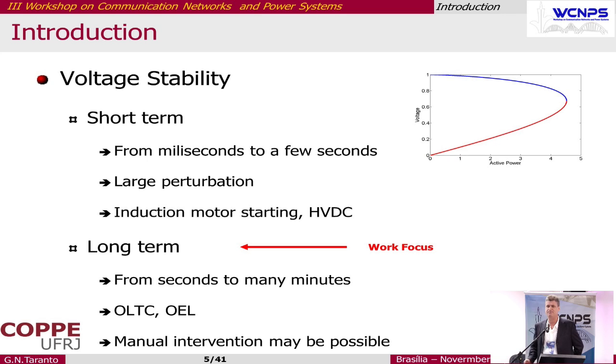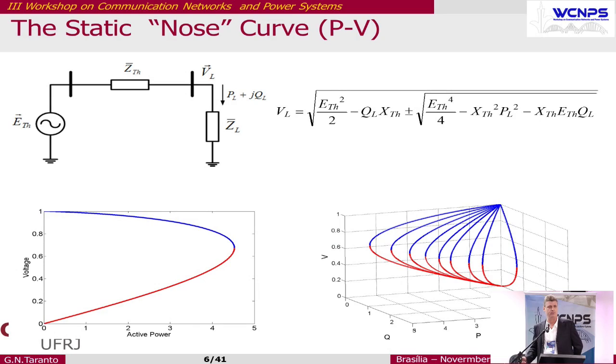Okay, let me just go over another basic for the nose curve. We have a two-bus system. You have, let's say, a Thevenin impedance and a Thevenin voltage, and the load that you want to vary to see how far you can go with this load. This is a static equation that computes the voltage at this load bus as a function of the active and reactive power consumed in the load, and also as a function of the Thevenin voltage and the Thevenin impedance.